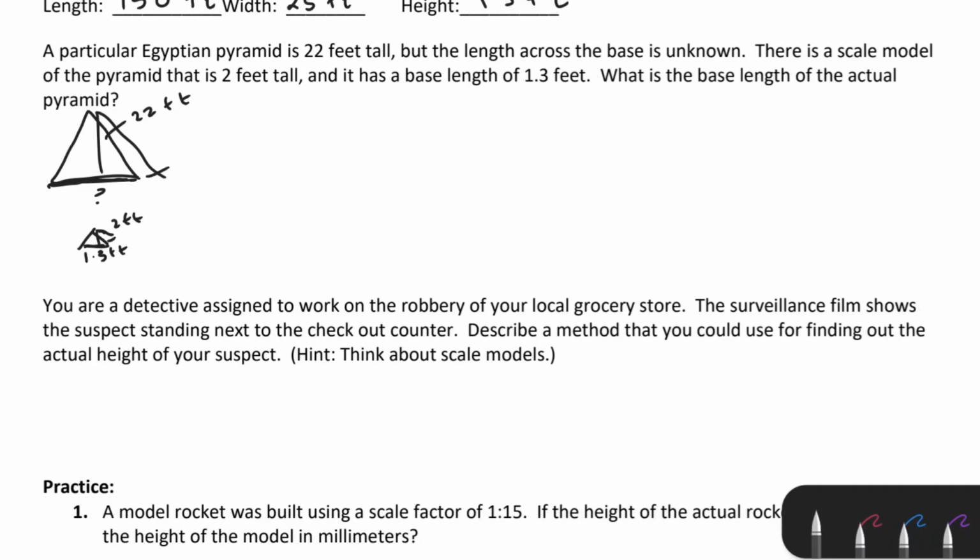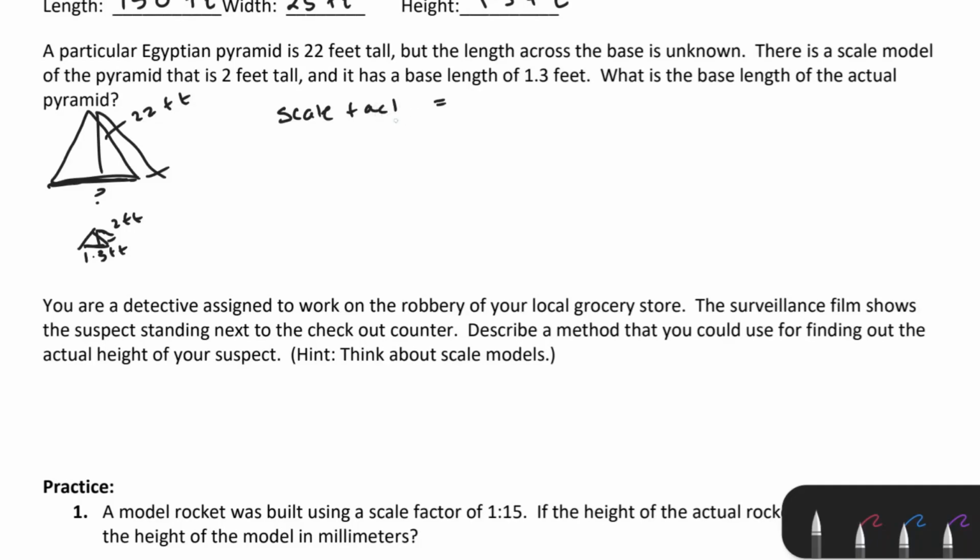Because this is a scale model, every linear dimension has been scaled by the same factor. So whatever was used to turn 22 feet into 2 feet is the same thing used to turn my unknown value into 1.3 feet. So if I can find the scale factor for one dimension, if I know two matching dimensions, in this case height, I can use that same scale factor for any other dimension. So let's find that. Again, I need to know the scale factor.